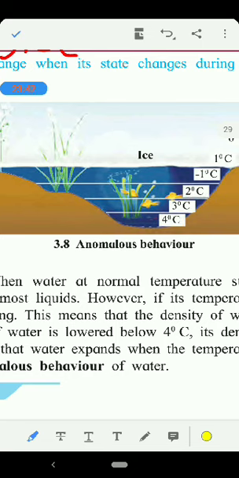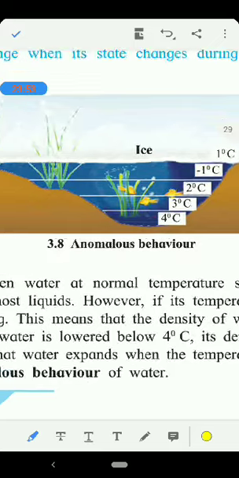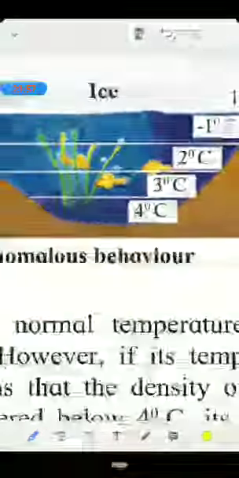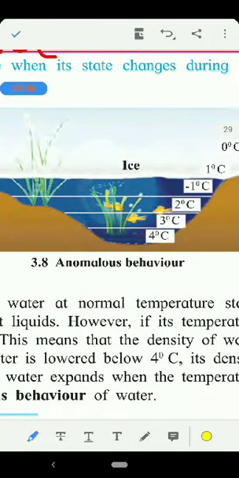What is the maximum density of water? 4 degrees Celsius. That's why, as you see in the diagram, 4 degrees Celsius is exactly at the bottom. So maximum density will be at the bottom only, no? That's why it sinks. Its higher density is why it is at the bottom, and whichever is lighter will be on the upper layer. Okay.